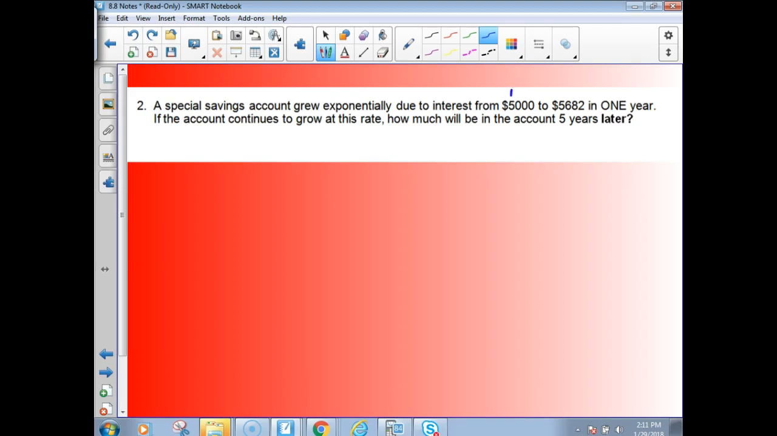All right. So the initial value is P of 0, and P of t is going to be the 5,682. What's our time? Notice that's in bold because people usually forget to let t equal 1. If the account continues to grow at this rate, how much will be in the account 5 years later? So let's put in our 5,682 equals 5,000 times e to the k times 1. So we've already got k all alone.